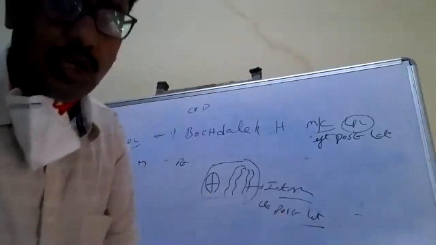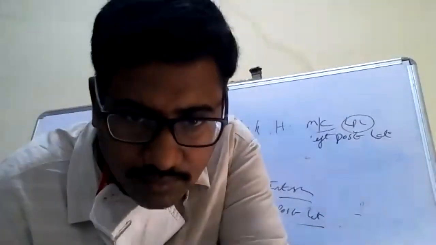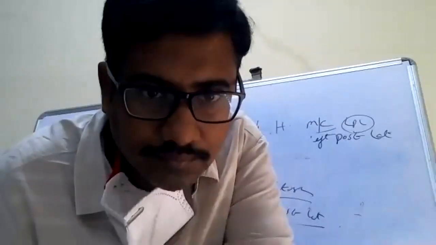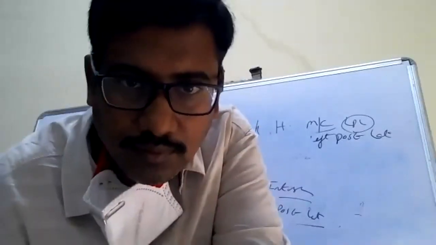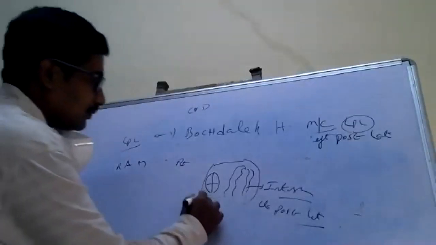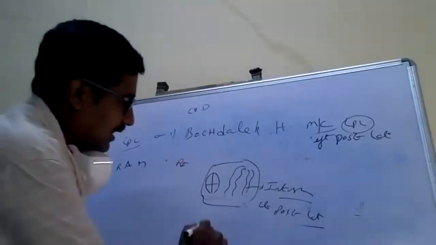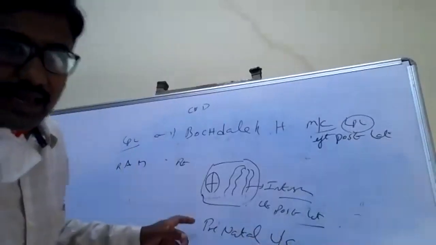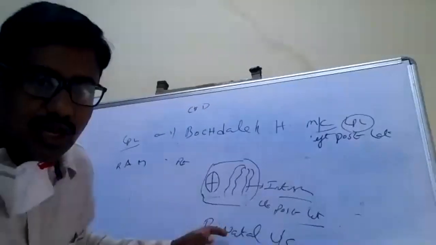What are the investigations? We can detect this congenital diaphragmatic hernia in prenatal ultrasound. Prenatal ultrasound detects the congenital diaphragmatic hernia when the baby is in the womb.